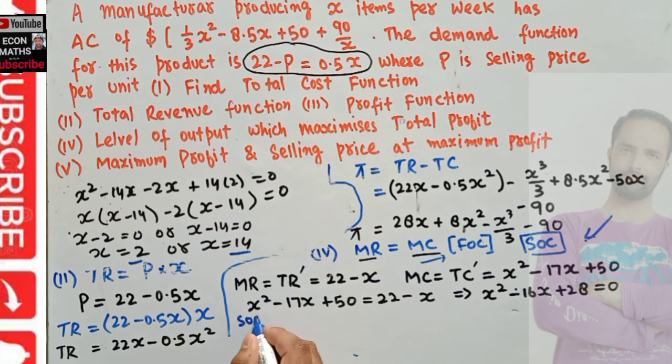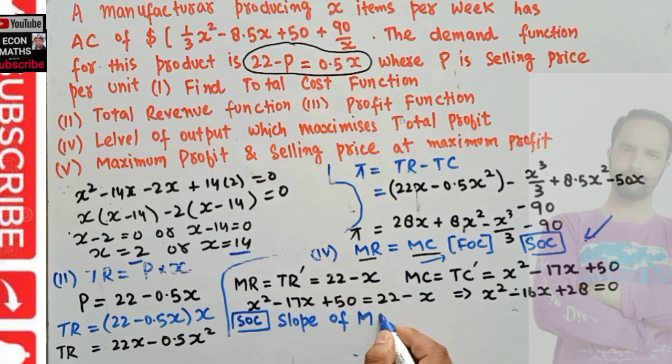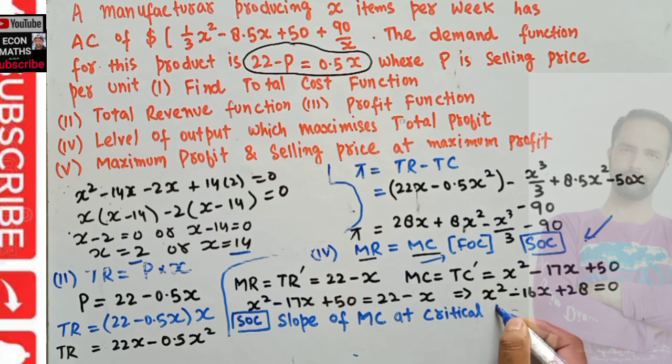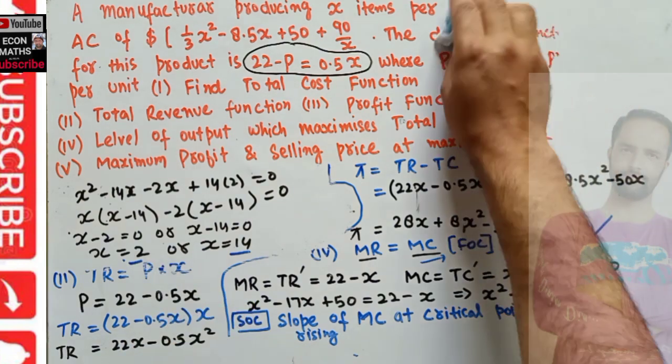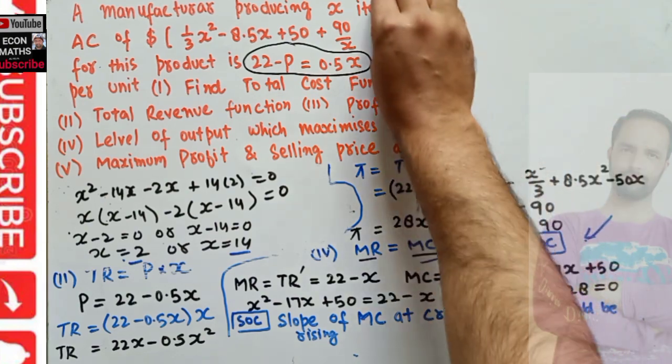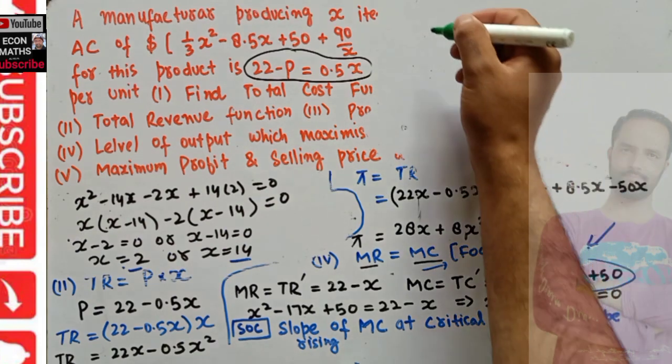Okay, so second order condition tells us the slope of the marginal cost function at critical points should be rising. Okay, since we got two critical points, we need to see which of these actually satisfies our condition, at which point the slope of the marginal cost function is rising. Okay, so it would have been better if I could draw the graph to make it more meaningful, and I will do so. So let's try to graph this out.